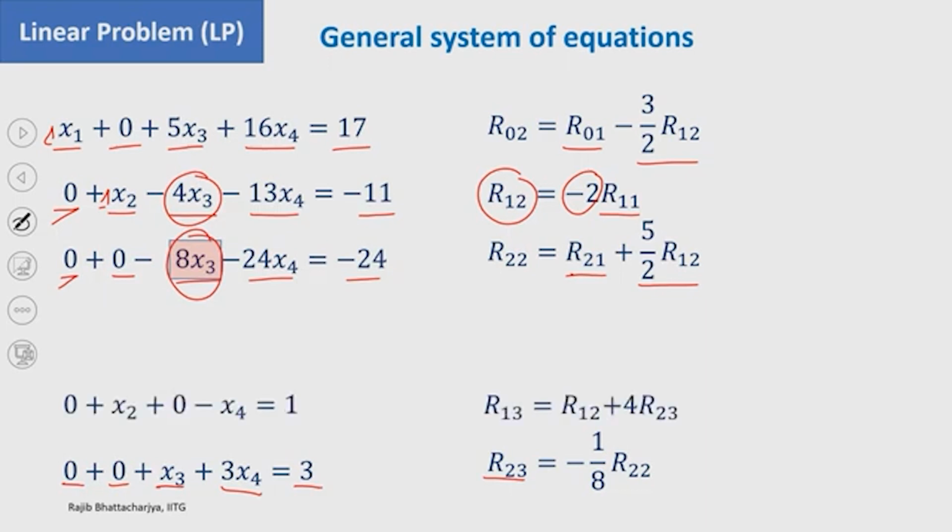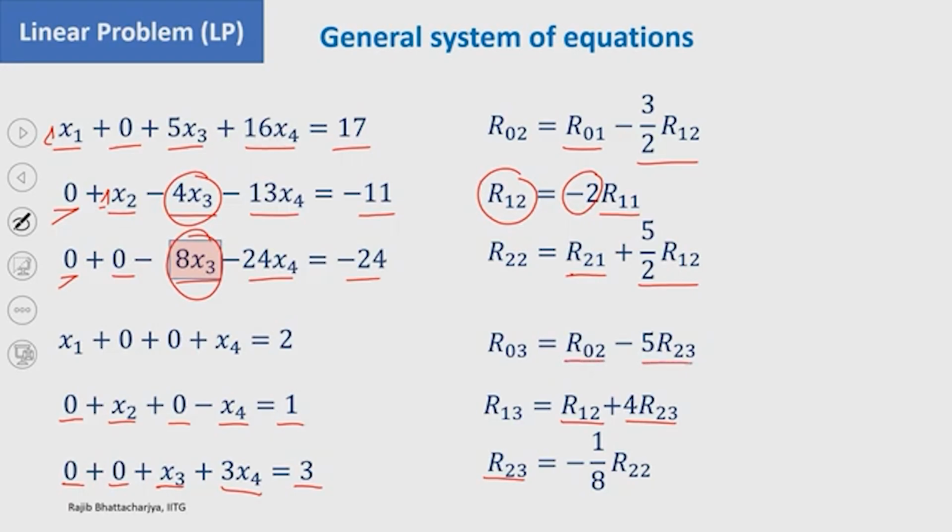Now I would like to make the coefficient of x 3 in the other two equations as 0. For the second equation, if I do R 1 2 plus 4 R 2 3, in that case I will be getting 0 plus x 2 plus 0 minus x 4 which is equal to 1. Similarly, for the first equation, if I do R 0 2 minus 5 R 2 3, in that case I will be getting x 1 plus 0 plus 0 plus x 4. Okay.